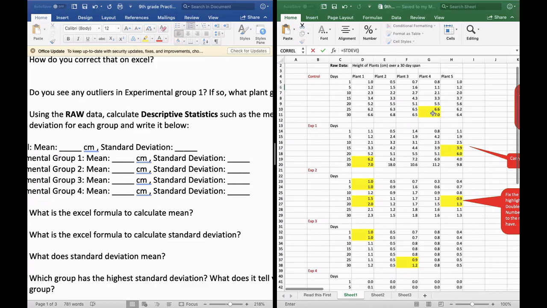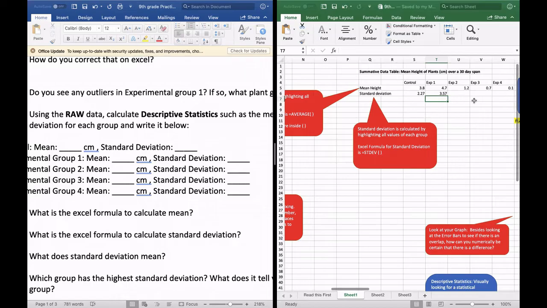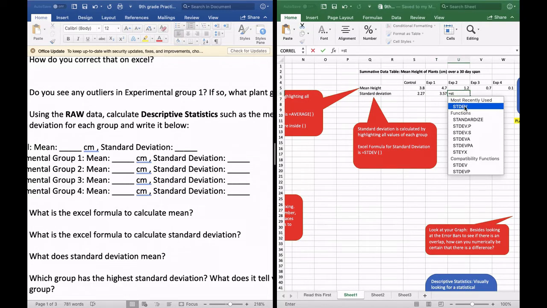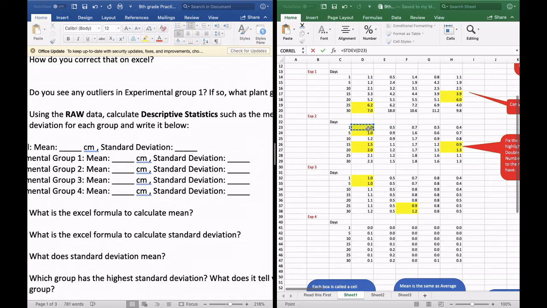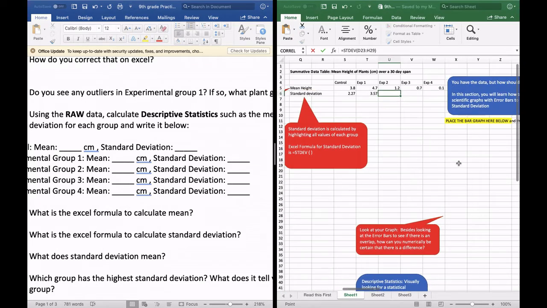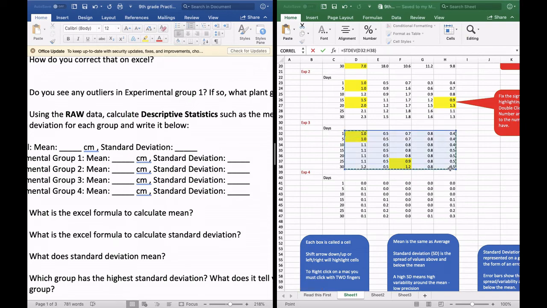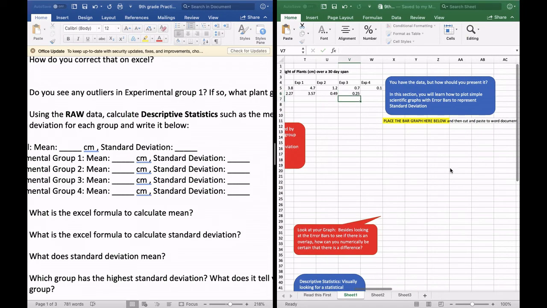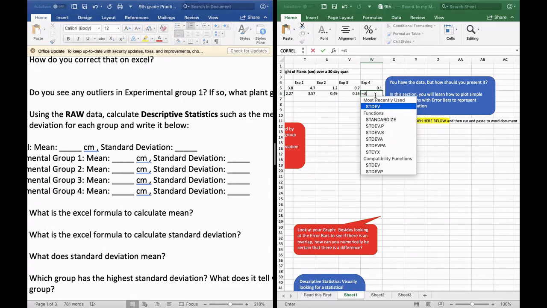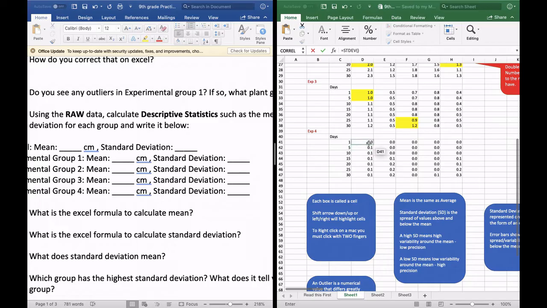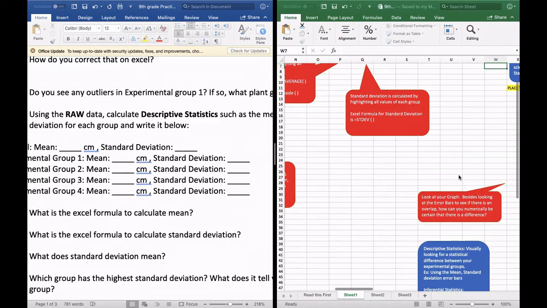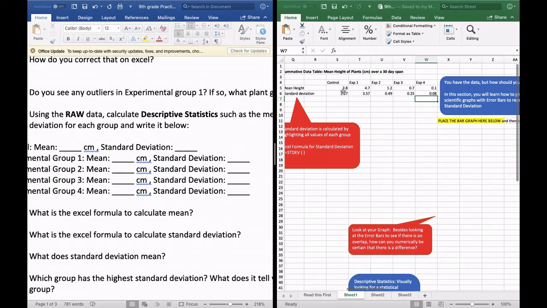Standard deviation, highlight all of your data, and you hit enter. For experimental 2, standard deviation, you highlight all of your data, and you hit enter. For experimental group 3, standard deviation, highlight all of your data, and again hit enter. And experimental group 4, standard deviation, highlight all of your data, and again hit enter. So now you've calculated the mean and the standard deviation for your groups.